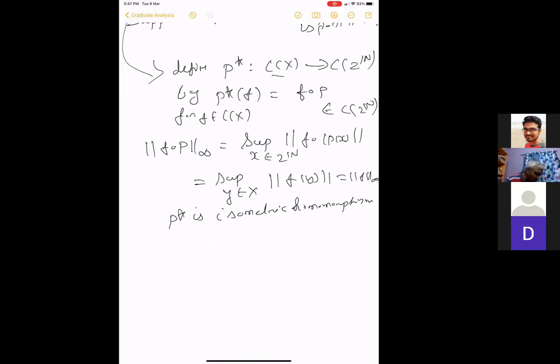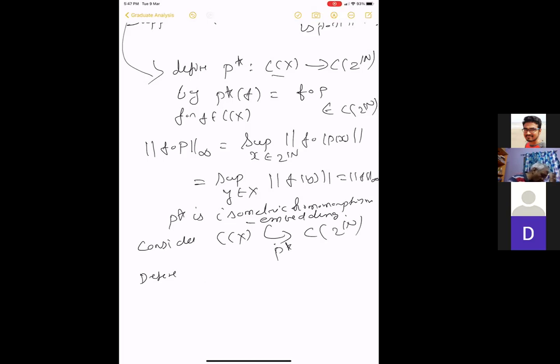Now using this P star, which is an isometric homomorphism, you can actually think of it as a subspace of that. So we can consider C of X as a subspace of C of 2n using this P star, which is called an embedding. P star is an embedding. Any isometric homomorphism is called an embedding. So C of X is embedded into C of 2n.